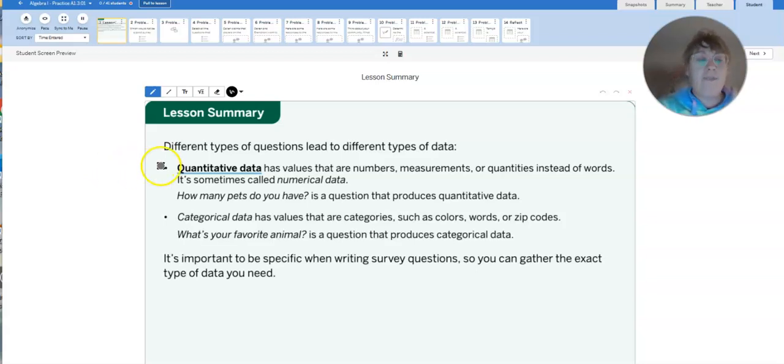two different types of data, either quantitative data, which has values that are numbers or measurements or quantities instead of words. Sometimes it can also be referred to as numerical data, like how many pets do you have, etc. And then our second is categorical data, which is values that are categories like colors, words, zip codes. It's important to be specific when you're writing these survey questions so that you gather the exact type of data that you are looking for.